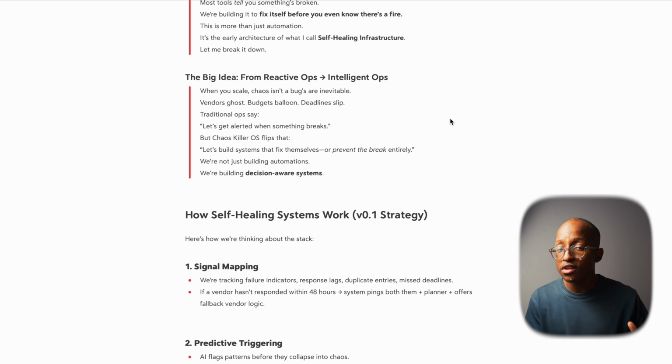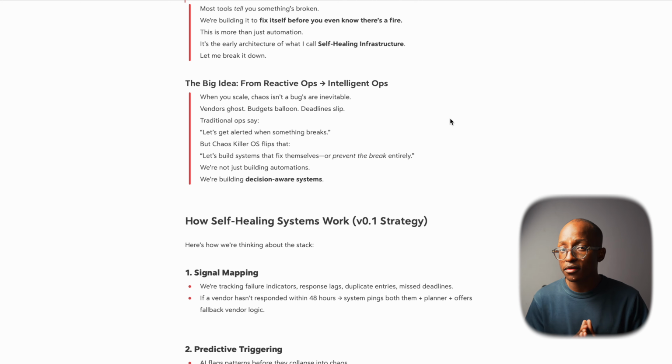And I know that tied with number 2, which is predictive triggering, which is going to ultimately be a game changer in my book that we're actively thinking about, saying, hey, the AI would flag patterns before they collapse into chaos. We're going to build patterns, or the AI is going to figure out patterns, and we still need to think this through in more specific detail. We need to make sure that we're gathering and understanding these patterns for chaos, so that when it does happen, it's able to pick up those patterns and then trigger.